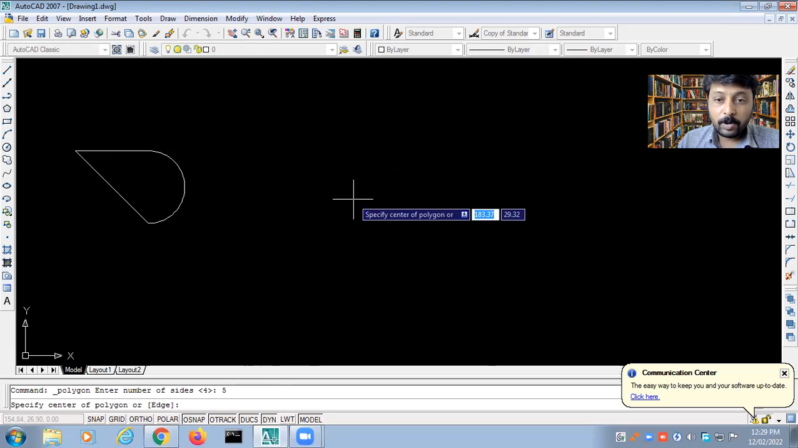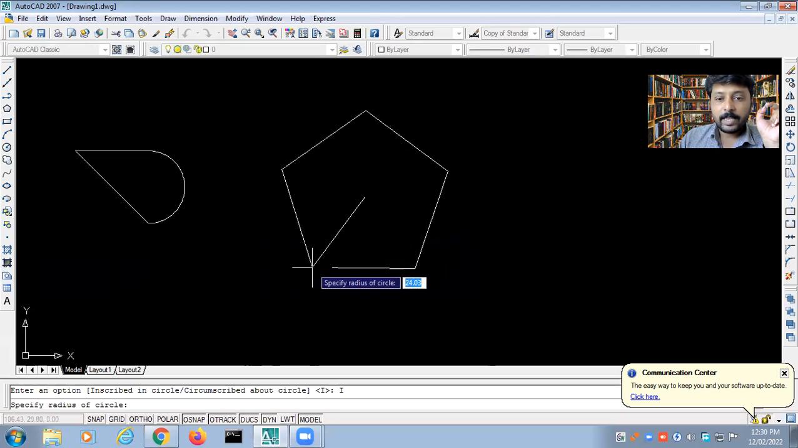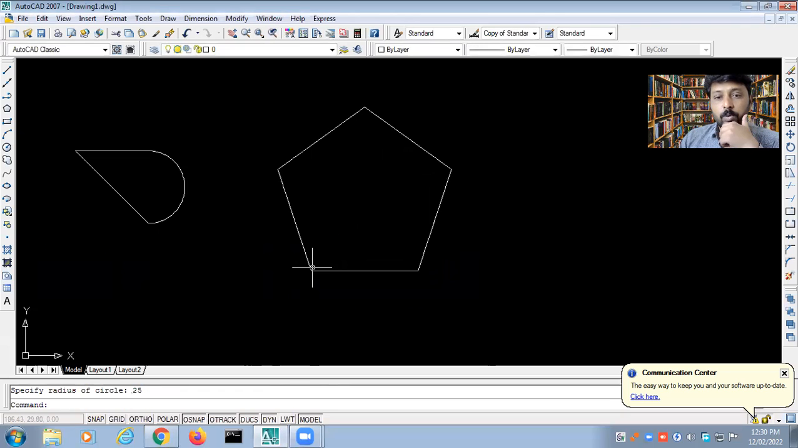Now the center of the polygon has to be fixed. Now there are two things that you can do by using this polygon. It is inscribed in the circle, or it is outside of the circle, circumscribed about the circle. Now what is inscribed and what is circumscribed, that I will show you. First we will draw with the inscribed in the circle type. So I will select inscribed, and you get the radius like this. Say I want a radius of 25 mm. So this is how it will look like.